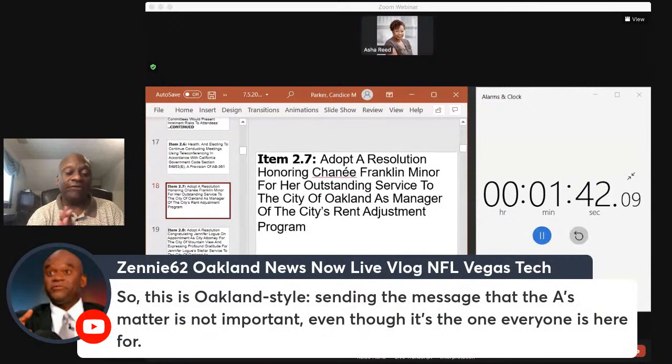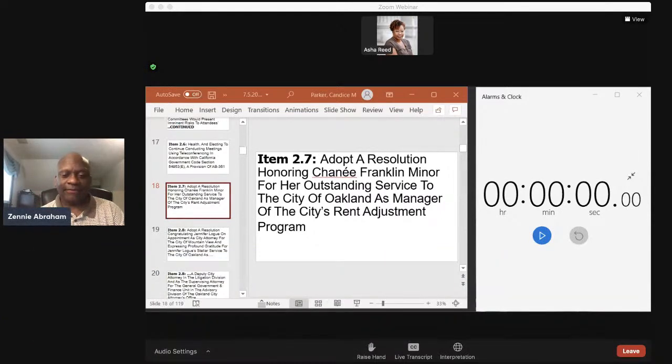So this is Oakland style, folks, just sending a message. The A's matter is not important, even though it's the one everyone's here for. Adopt the resolution honoring Shanae Franklin Minor for her outstanding service to the City of Oakland as manager of the city's rent adjustment program.